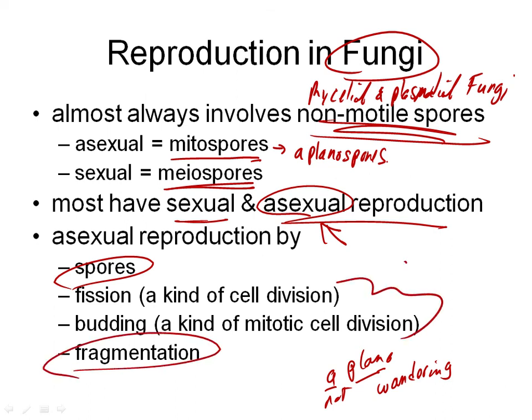But now in certain groups only, we see another kind of reproduction, which is called fission or budding, a kind of cell division. These really only occur in unicellular organisms. So in certain groups which are unicellular, we get a special kind of cell division called fission or budding. And mainly this is in the yeast. So when we talk about the yeast, maybe even today, we'll talk a little bit about budding.